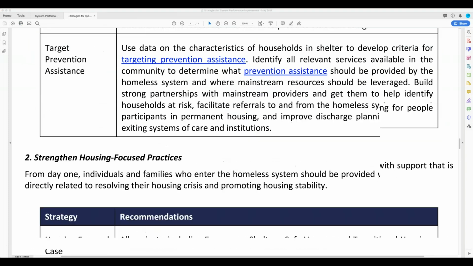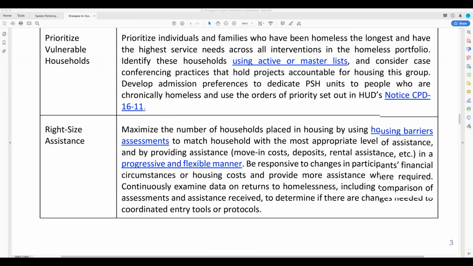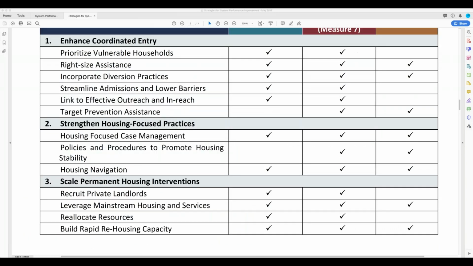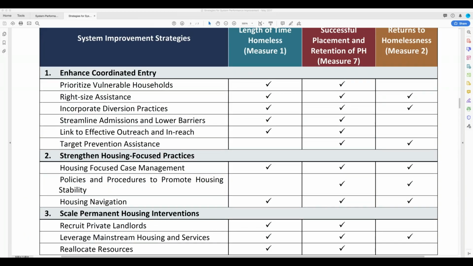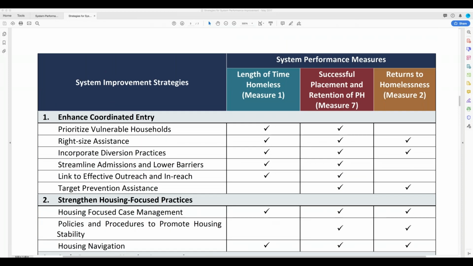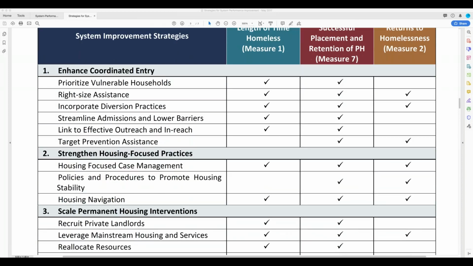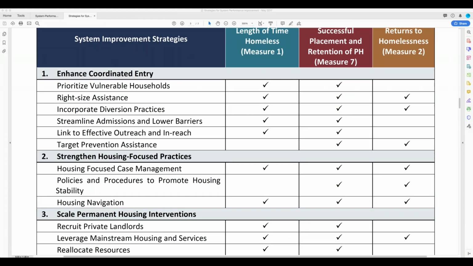Okay, I'm going to scroll down. Oh, I think I went too far. I wanted to show you this first. Here we go. All right, so system performance improvement strategies. Okay, there are 3 different segments, and I'm going to scroll down so you can see them all.